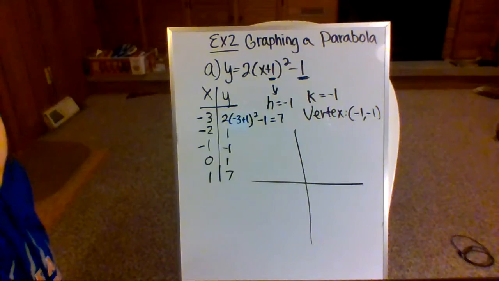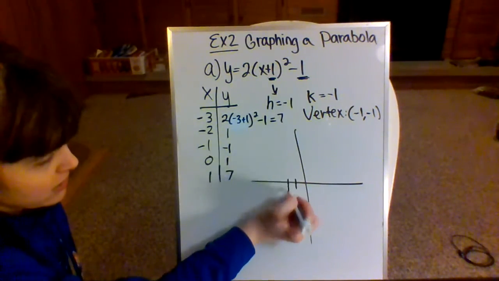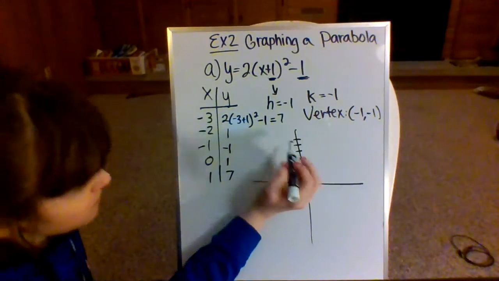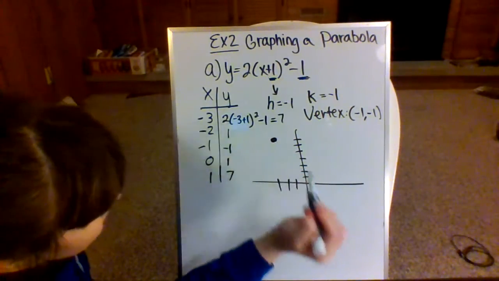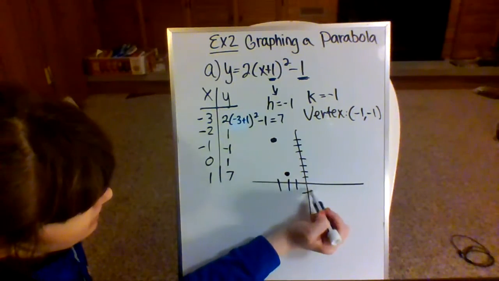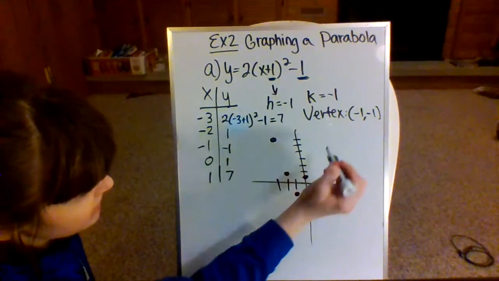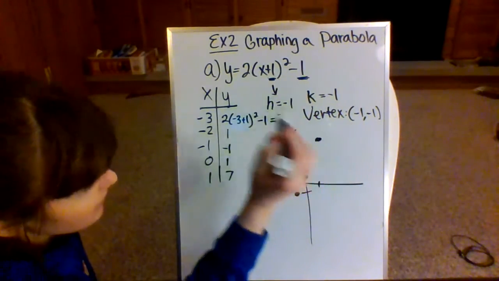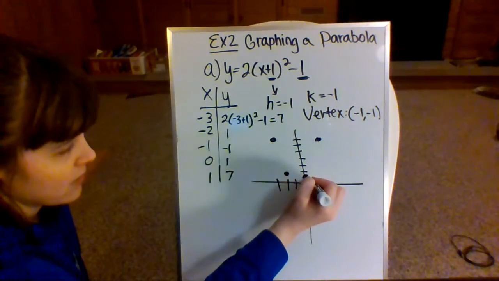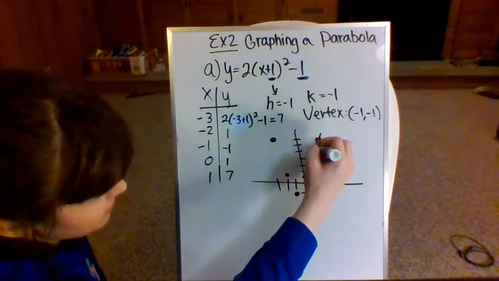Okay, so here's our graph. It's a little crooked, but that's all right. So we've got negative 3, 7. Then we've got negative 2, 1, negative 1, negative 1, 0, 1, and 1, 7. Then you want to connect the dots with a bit of a curve to create the parabola. So it's going to look something like this.